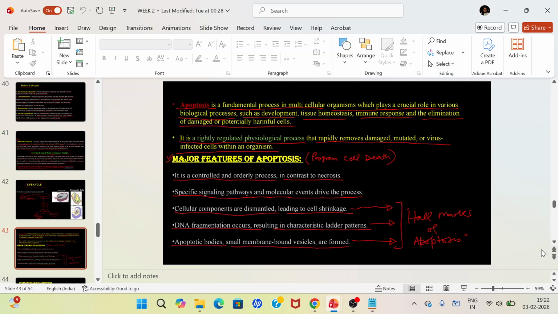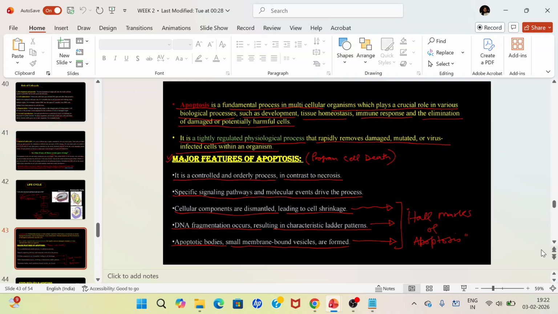Apoptosis is a fundamental process in multicellular organisms which plays a crucial role in various biological processes such as development, tissue homeostasis, immune responses, and the elimination of damaged or potentially harmful cells. Okay? So, apoptosis is a vital process that is happening inside an organism. It is a tightly regulated physiological process that rapidly removes damaged, mutated, or virus infected cells within an organism.